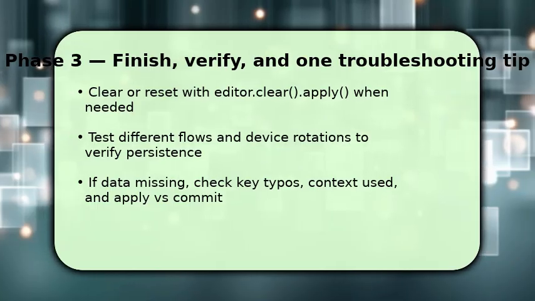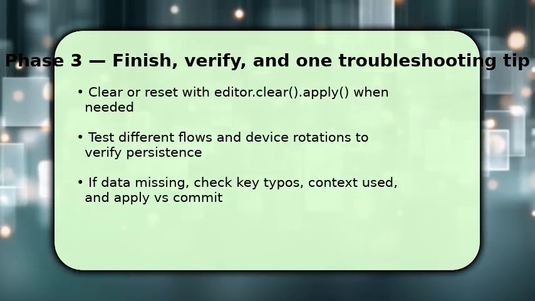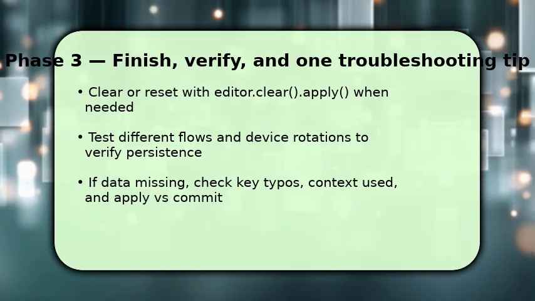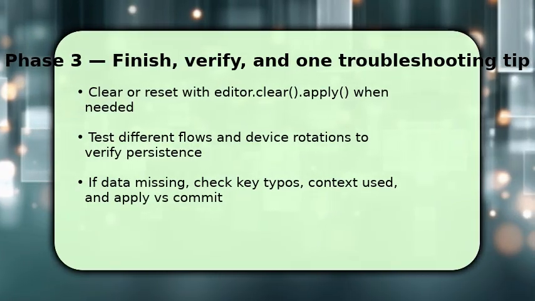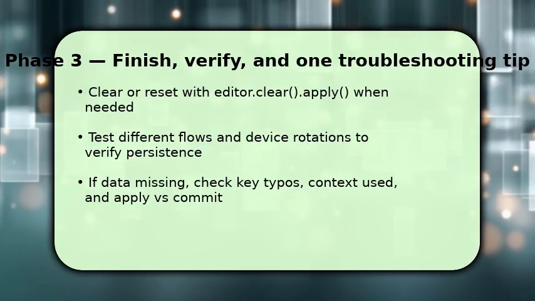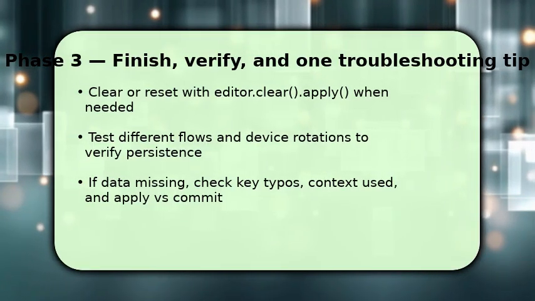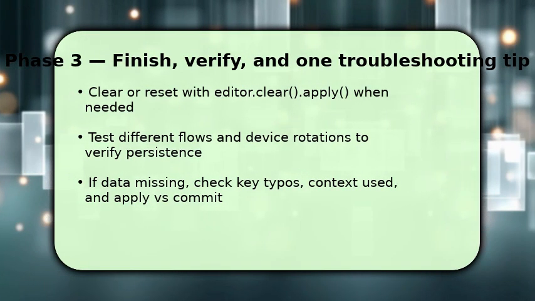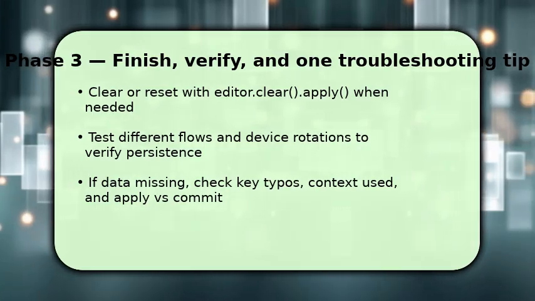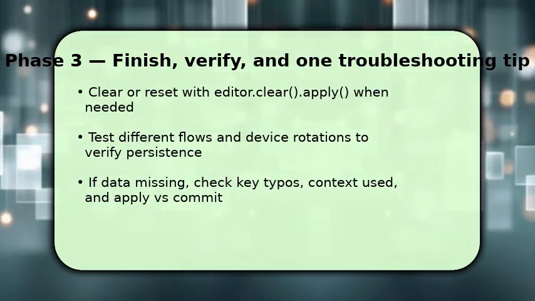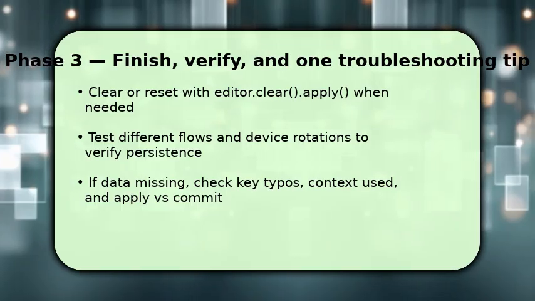One key troubleshooting tip: if values aren't persisting, verify you use the same preference name and proper context, activity versus application, because mismatched contexts create separate stores. Also check you used apply or commit after edits. Without that, nothing gets written, and you'll wonder why data disappears.